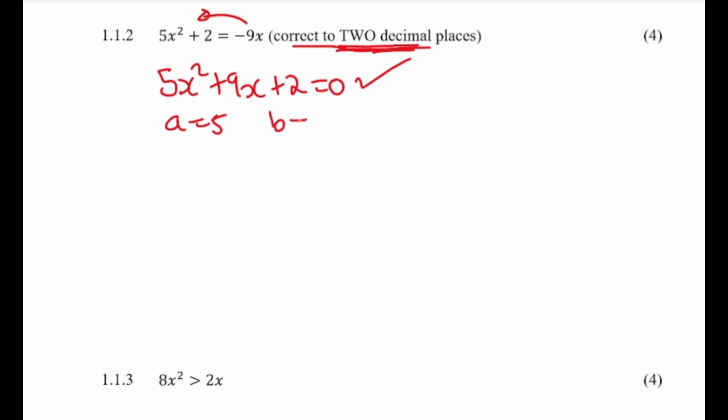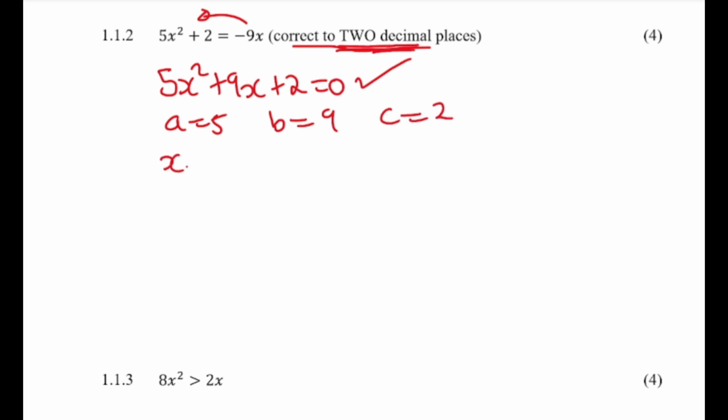Right, the first thing here to do is to write this equation in standard form. So you're going to say 5x squared, and then if you transpose negative 9x to the left hand side, you get positive 9x, and then plus 2 is equal to 0. That's your standard form. You get your first mark for that. So from here, a is equal to 5, b is equal to 9, and c is equal to 2.